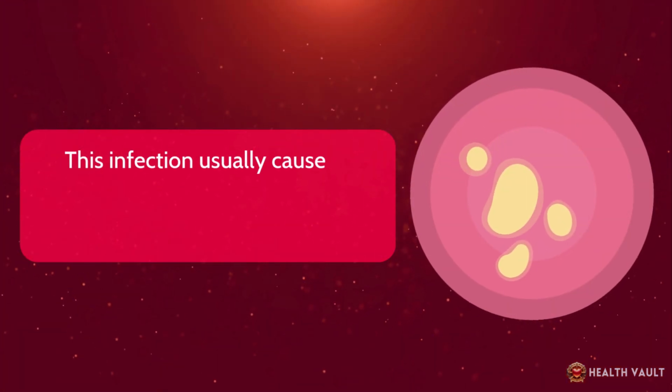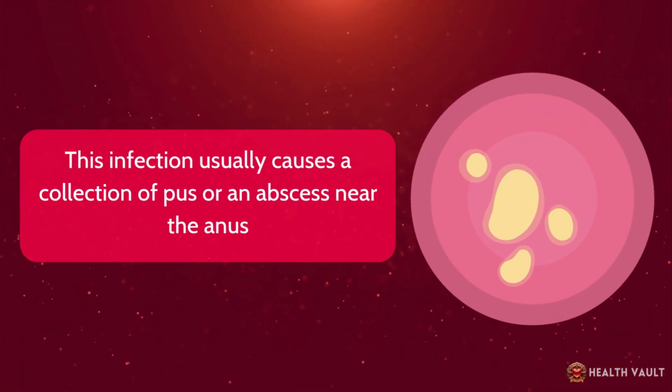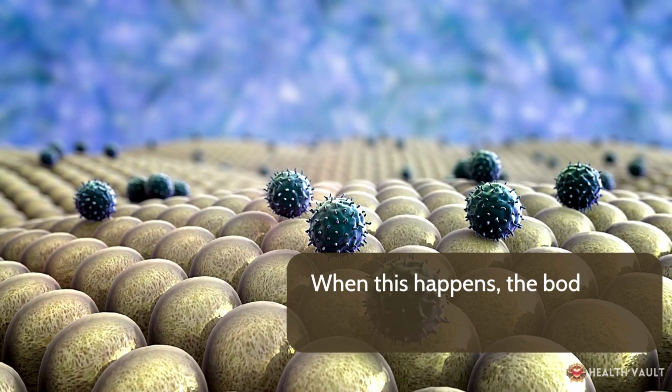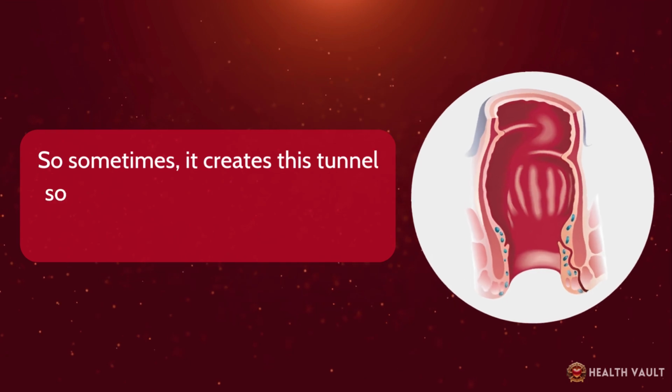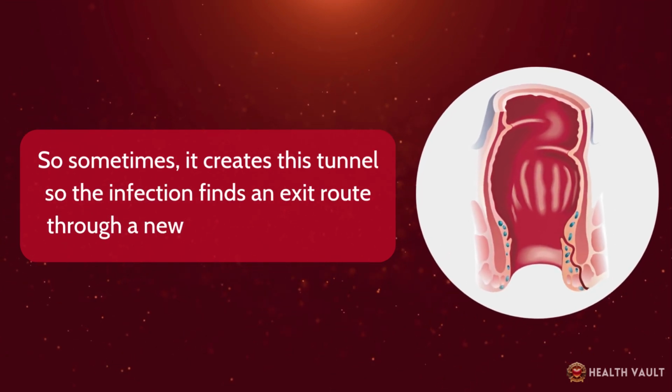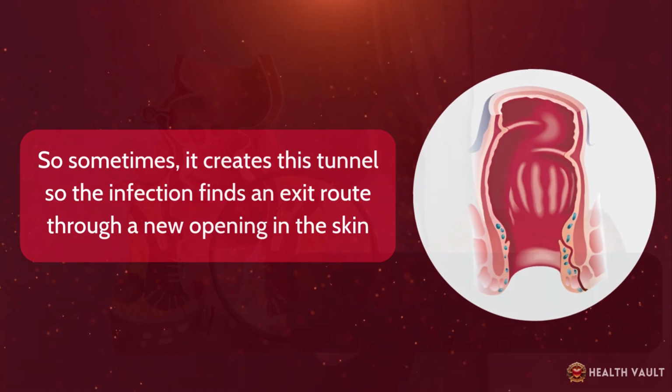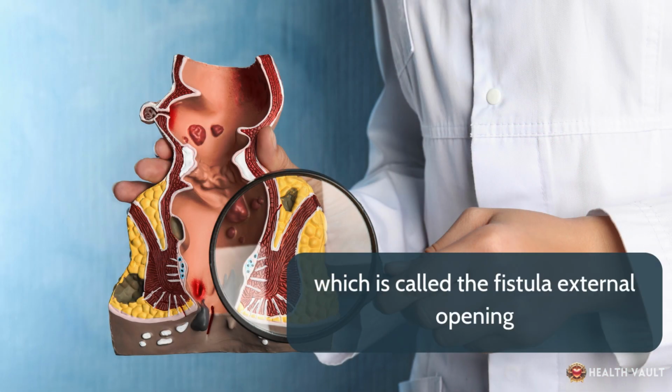This abnormal tunnel or connection often develops as a result of an infection that starts in an anal gland. This infection usually causes a collection of pus or an abscess near the anus. When this happens, the body tries to drain the infection. So sometimes it creates this tunnel so the infection finds an exit route through a new opening in the skin, which is called the fistula external opening.